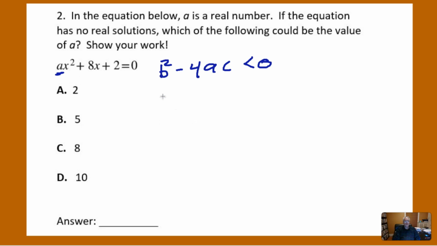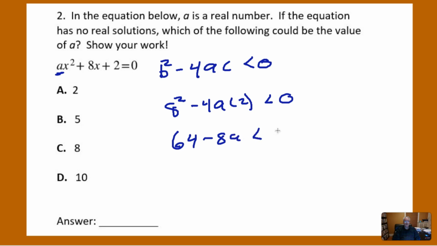Okay, so when I substitute in for b, I get 8 squared minus 4, a we don't know, times c, and we want this less than 0. Okay, let me clean this up again. This is 64. 4 times 2 is 8, so minus 8a. We want that to be less than 0. We can solve this inequality, or we can use the answers here also. I'm going to go ahead and solve the inequality because I think sometimes you're going to have to do that.